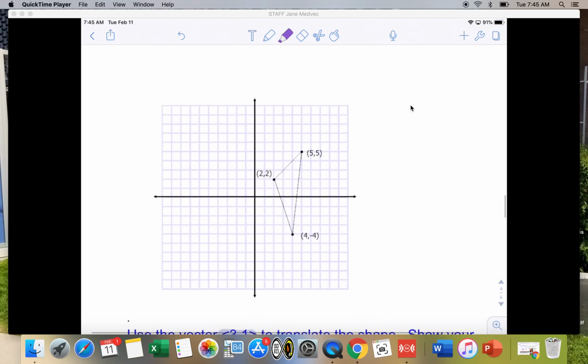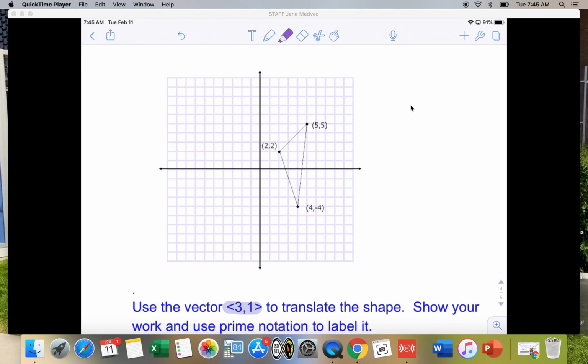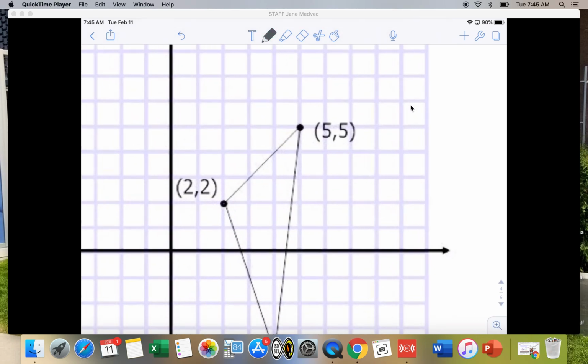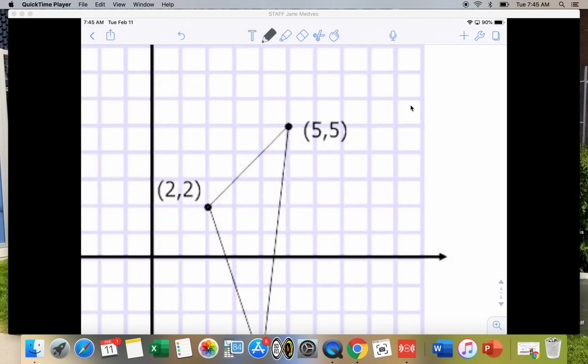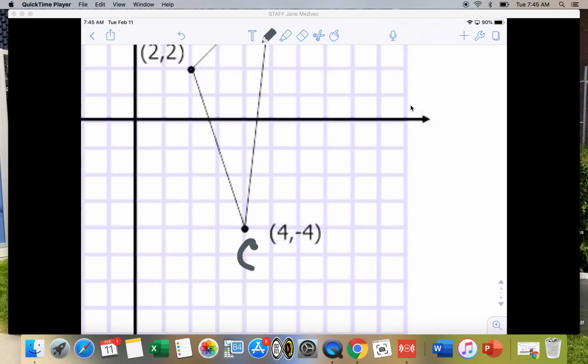All right, let's keep going. It's going to ask me to use the vector 3, 1 to translate the shape. It says to show your work and use prime notation to label it. So what we're going to do first of all is I'm going to take this shape and label it. I'm going to call this A, I'm going to call this B, and I'm going to call this C. There's no rhyme or reason to it. It's just what I'm going to label it.